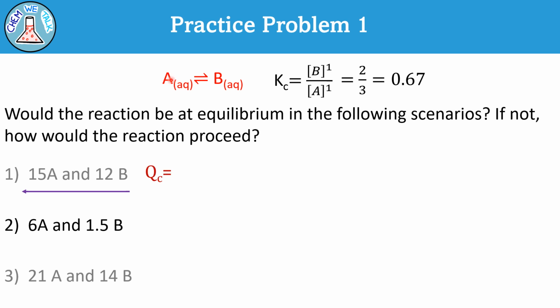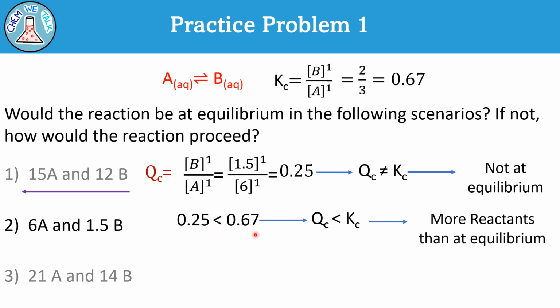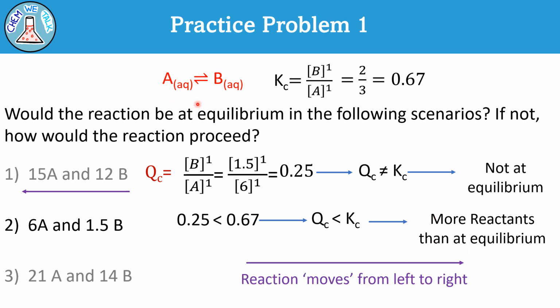So go to the second scenario. We have 6A and 1.5 B. So our QC expression is still the same. Now we have 1.5 divided by 6, which is 0.25. One thing we can notice again is that those numbers are different, which means we are not at equilibrium yet. And because now 0.25 is less than 0.67, we have more reactants than we should have at equilibrium. That's similar to the case we just went over. So now the reaction would shift from left to right to make more product.